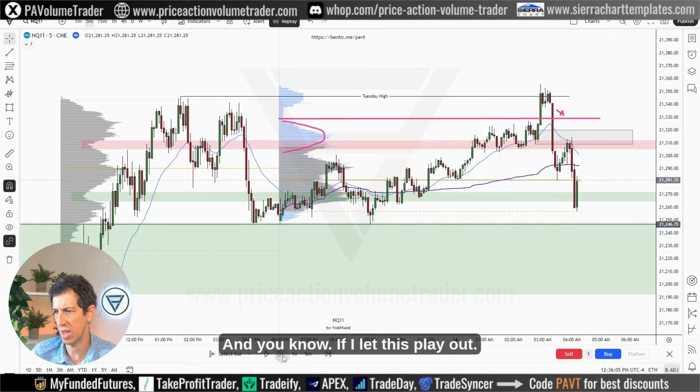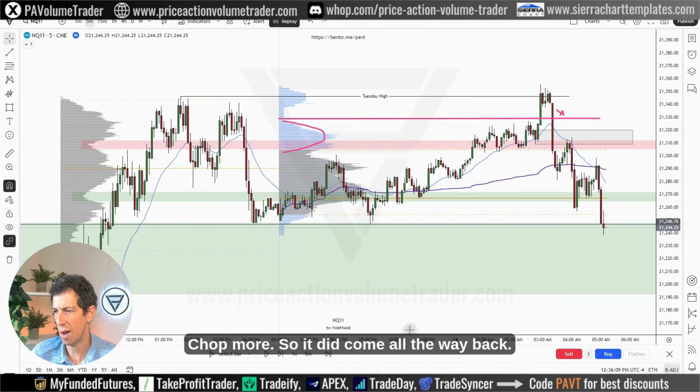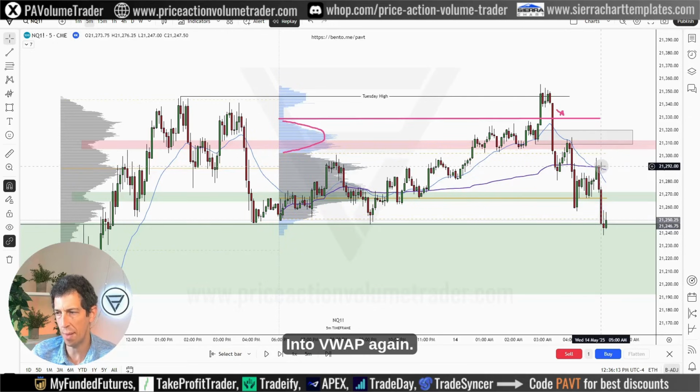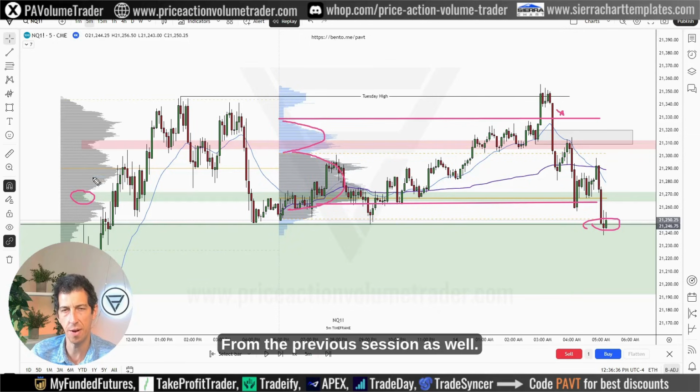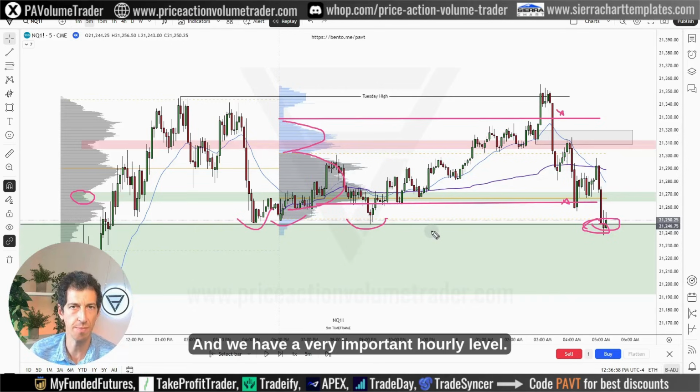And if I let this play out a little bit more, we did come down, chop more. So it did come all the way back into VWAP again. And then eventually we come down back into the hourly level. For me, in terms of where to take profit on this, I would focus on the bottom edge of this high volume node that we've made overnight. Plus you can see its confluence with this zone coming from the previous session as well. So this would definitely be a first, what I would call trouble area, where we can expect price to reverse, and then back into the higher time frame low volume node support, which was also the lows here from Asia. And we have a very important hourly level.